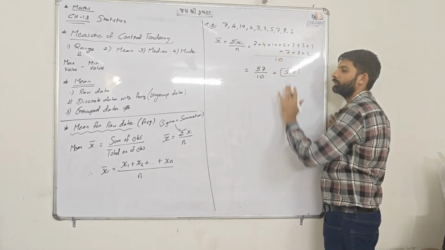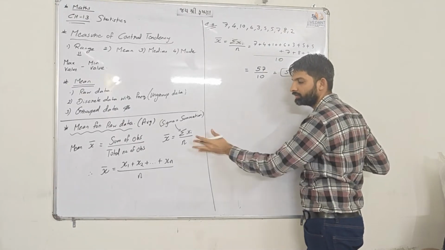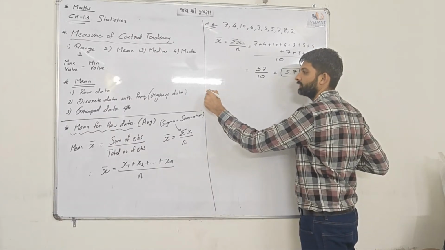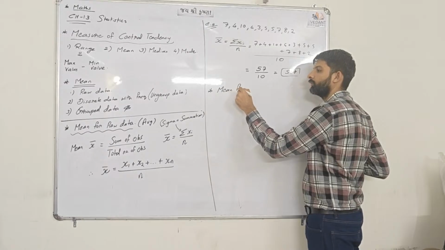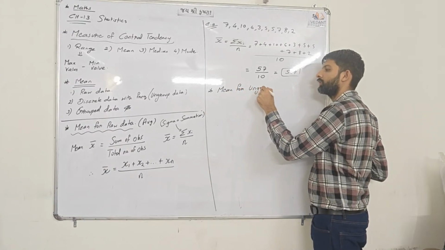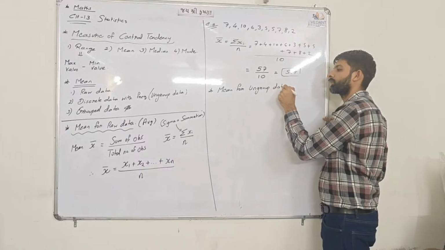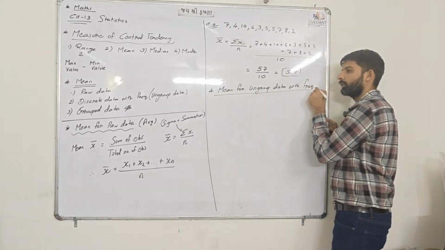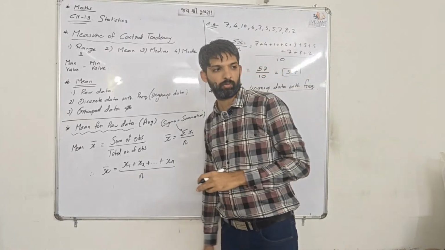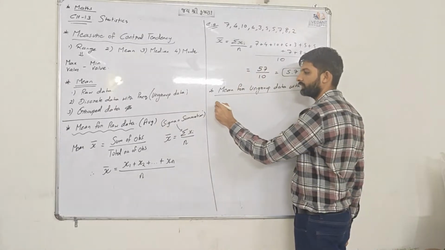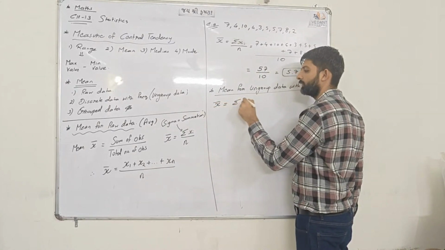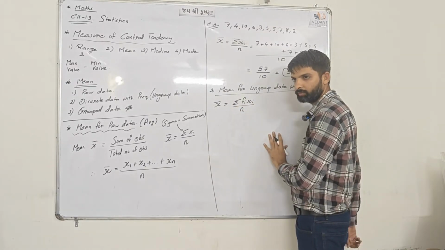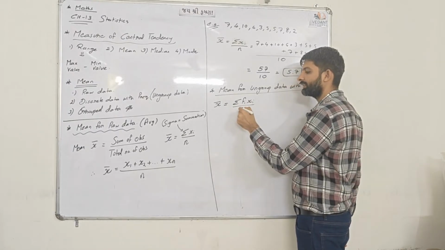So we can say average value of this is 5.7. This is the mean for raw data. This is how you can find it out. Okay. Next thing is mean for ungrouped data with frequency. How can you find out mean for ungrouped data with frequency? Let's consider the formula for this is sigma fi upon n. N is total number of frequency, or you can also write it like this, sigma fi.